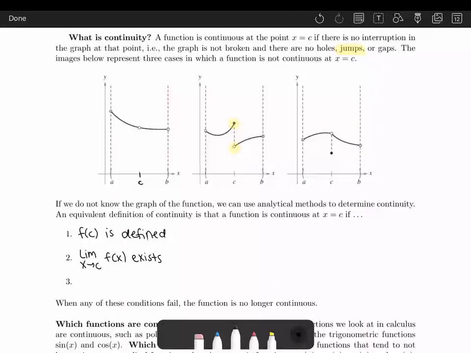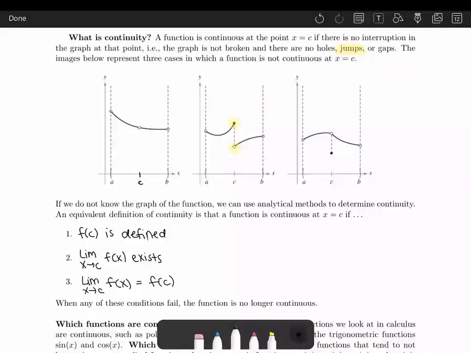And remember, we've talked about the three different cases, or you should have by now in your class, the three cases in which a limit doesn't exist: unbounded behavior, oscillating behavior, or, in this case, different left and right. And once we know that, we just need to know that this limit exists, and we want to know that it is equal to the function value. So we want the limit value and the function value to be the same.